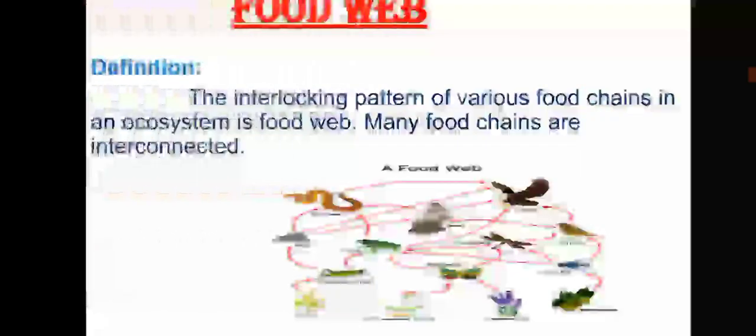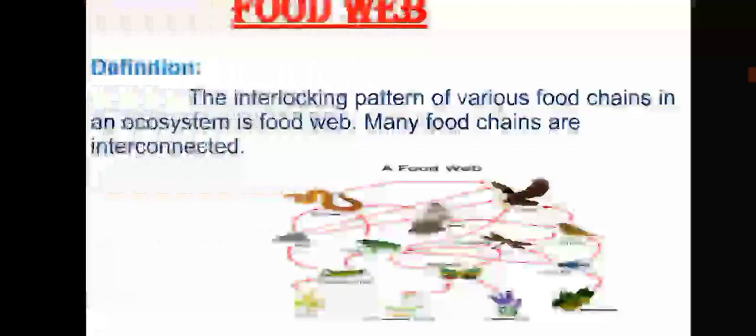The food chains are mainly classified into two types. One is grazing food chain and another one is detritus food chain. The grazing food chain is otherwise classified into two types. One is predatory food chains and parasitic food chains.